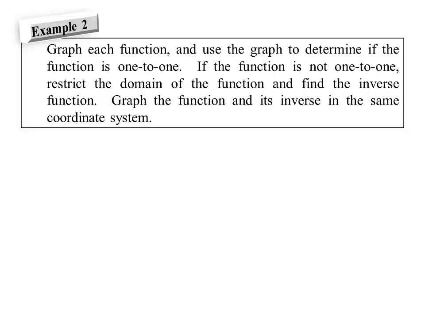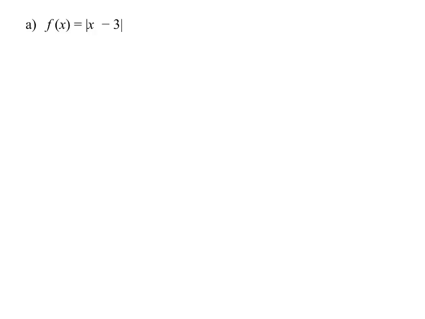In this second example, we are given a non-one-to-one function. This means the function does not have an inverse. Our task is to restrict the domain for this function, so that it will become a one-to-one function, and will then have an inverse. We start with the first function, f(x) equals modulus of x minus 3.